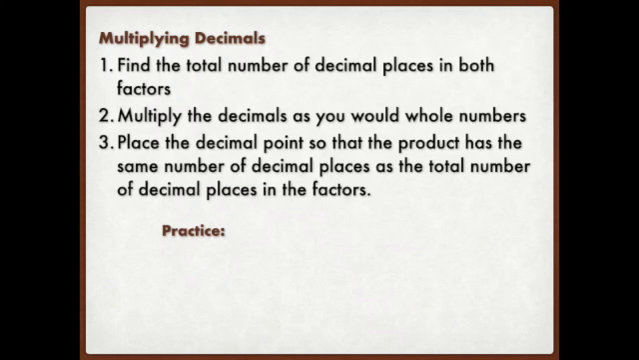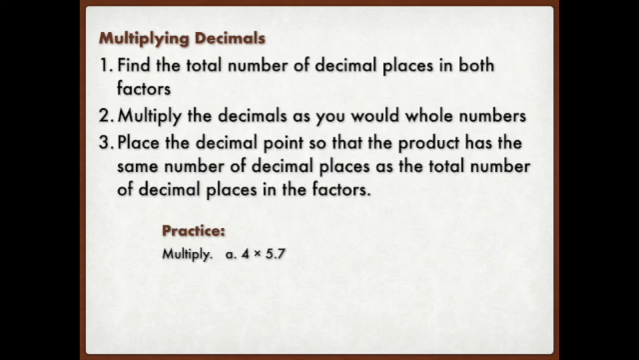We're going to find the total number of decimal places in both factors. So we're going to go ahead and count those decimal places. Then we're going to multiply the numbers just like they're whole numbers. So we're going to ignore the decimals now and multiply them just like they're whole numbers. Then number 3, we're going to place in the decimal point so that the product has the same number of decimal places as the total number of decimal places we originally counted in the factors.